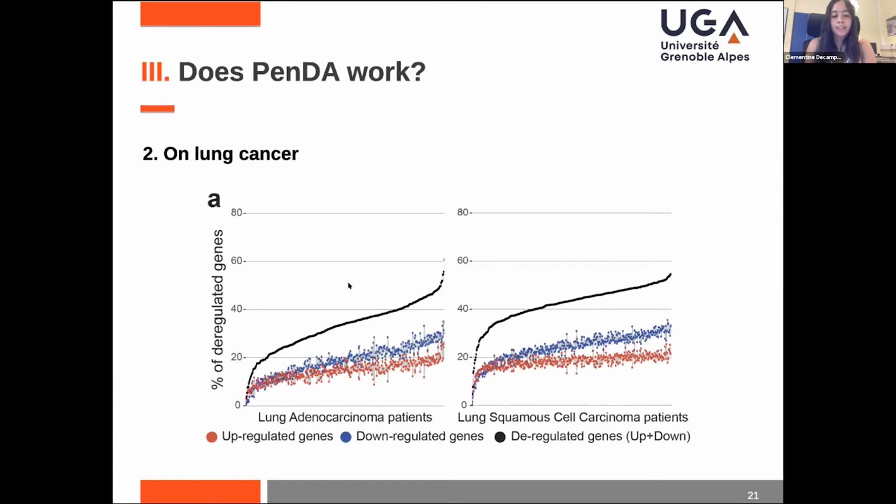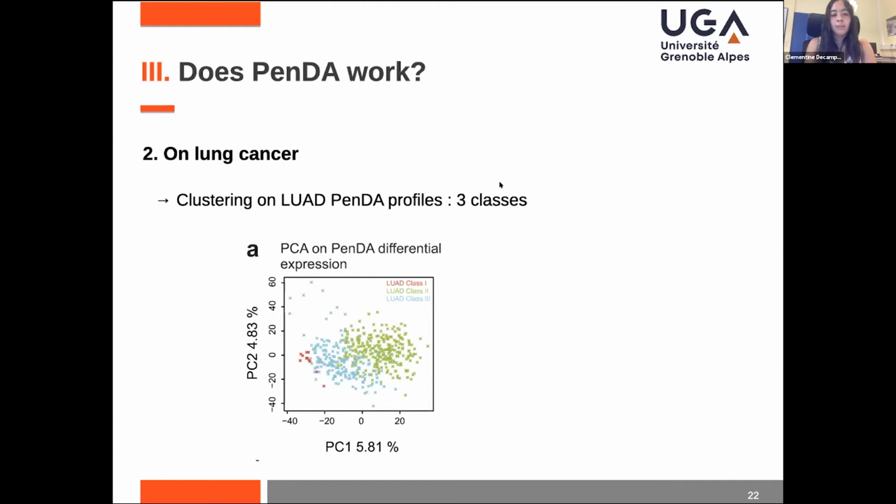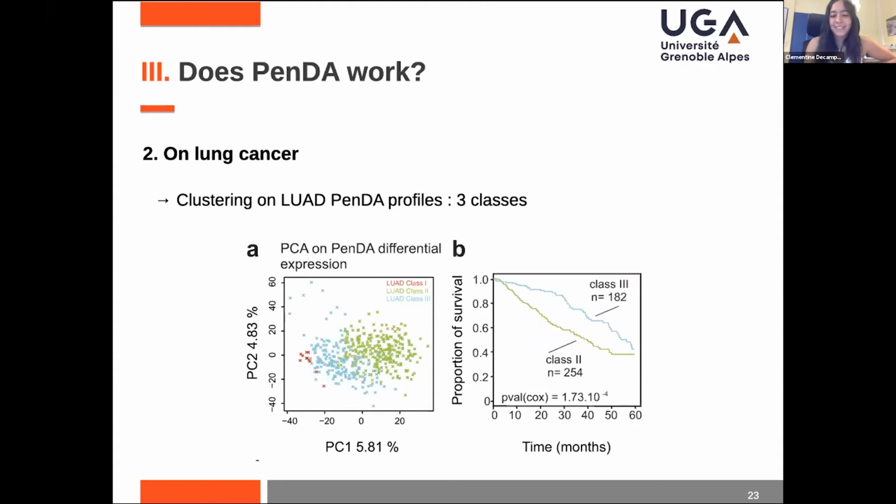Then we look in more detail at the lung adenocarcinoma, and by clustering the Panda profiles, we find 3 classes. These classes are also clearly visible here on a principal component analysis of the Panda differential expression, but we can't find these classes with the traditional differential analysis methods. And when we look at these classes, we find a significant difference of 5-year survival rate, which is here.